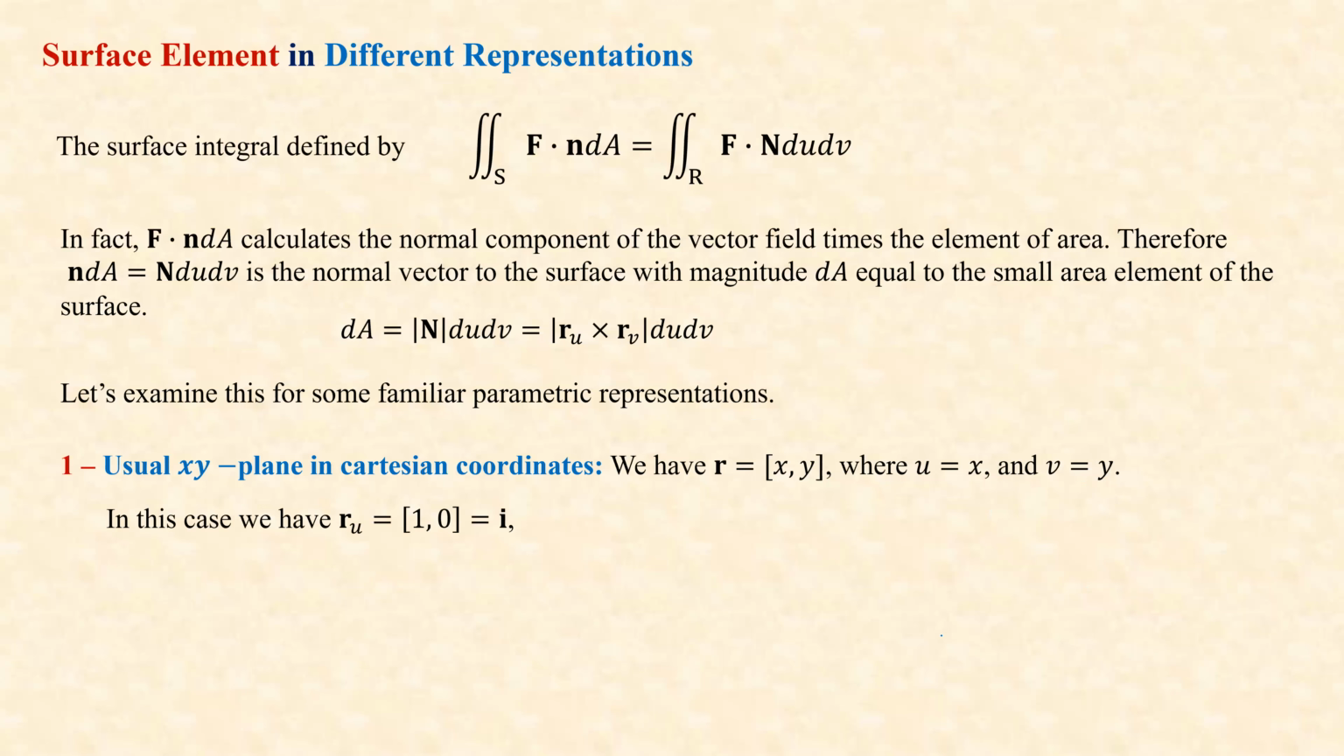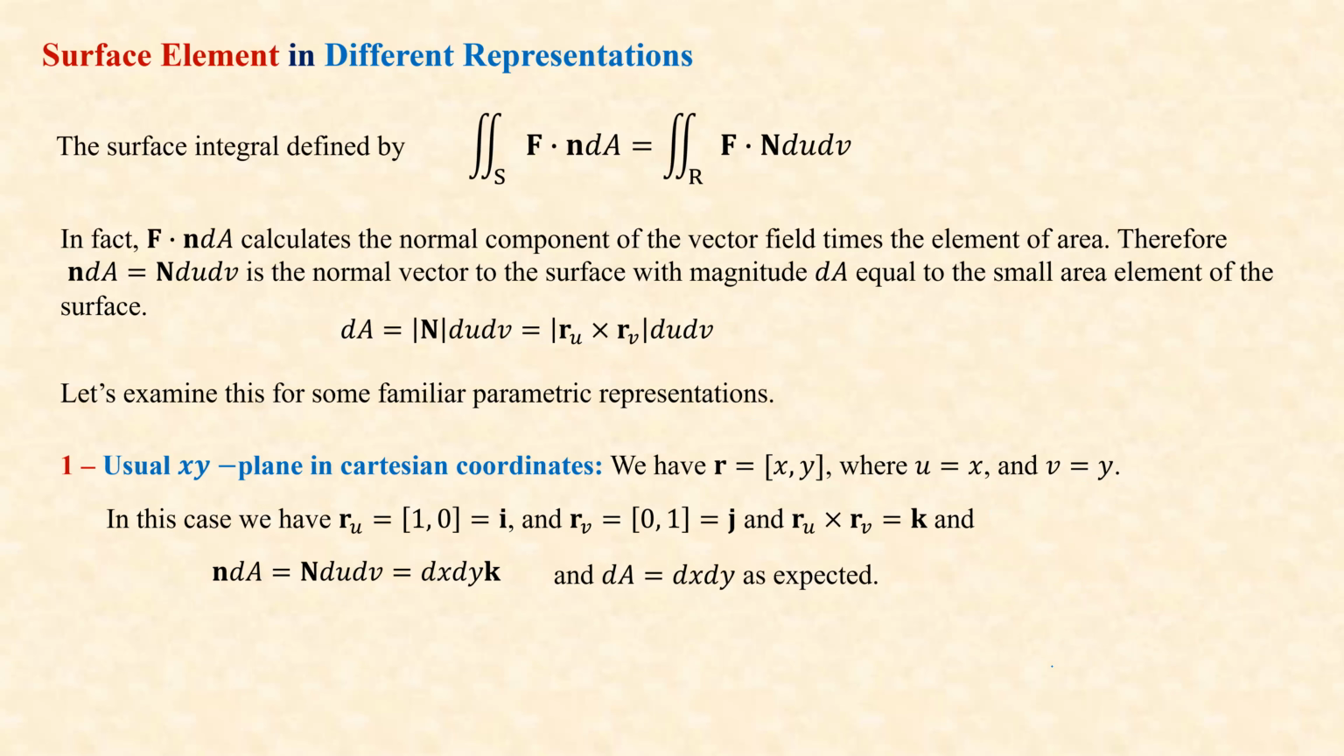So this is the typed version. Ru is i hat, Rv is j hat, the cross product is k, and n dA becomes n du dv, which becomes dx dy k hat. And the magnitude of dA is dx dy, as we expect.